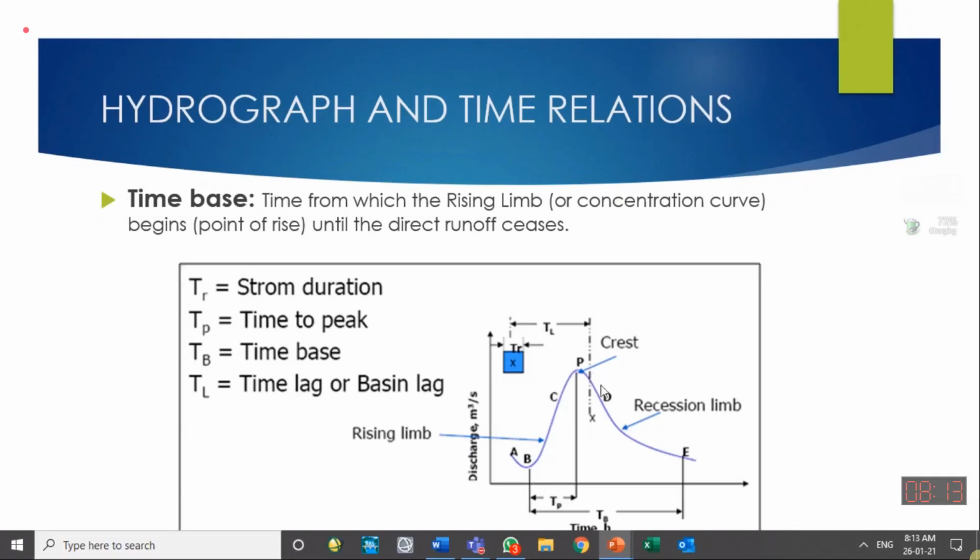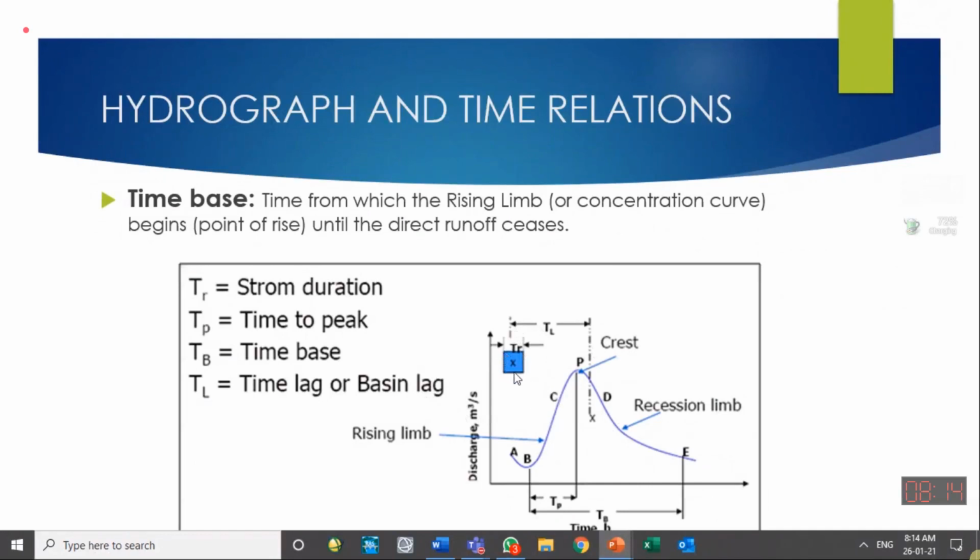But if it is a well bell-shaped curve, then both can coincide. Peak time and the center of mass can be the same. But to make it general, X is the point which is the center of the direct runoff hydrograph. It means if we divide the volume of this direct runoff hydrograph, half will be on the left and half on the right. So lag time is the time difference between the center of the storm and the center of the hydrograph.